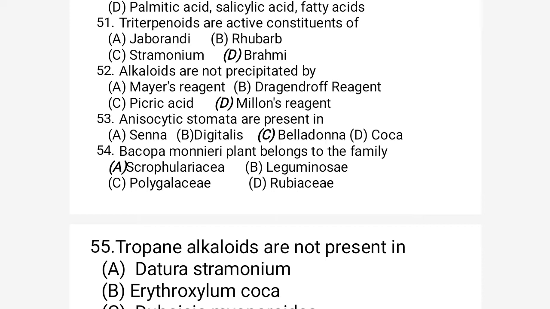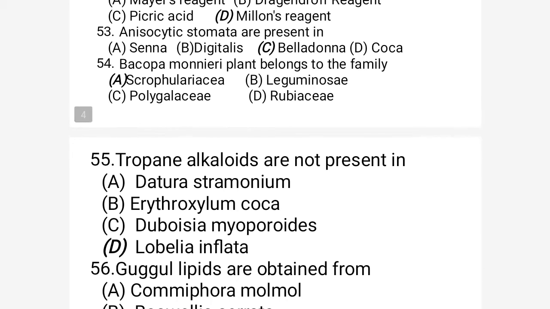So friends, next we will discuss question 53, that anisocytic stomata are present in, with options anisocytic, anomocytic, paracytic, diacytic. Different types of stomata are there. This question is directly from pharmacognosy, and anisocytic stomata are present in the leaves of belladonna. So this question's answer is belladonna, option C.